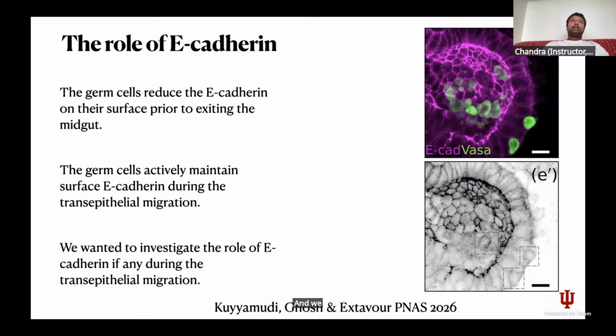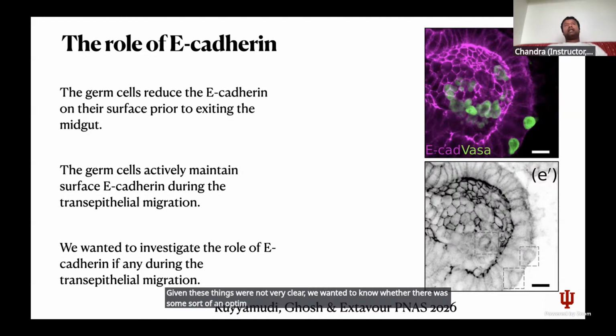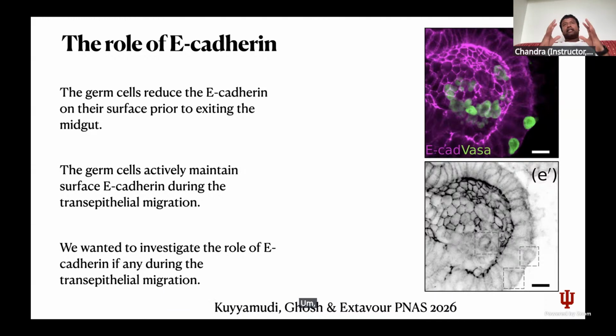And we wondered, does it play any role? Because there are also experiments where when this was perturbed, things were either delayed, or when there was too much of it, they failed to basically exit. So given these things were not very clear, we wanted to know whether there was some sort of an optimal E-cadherin level on the surface of the cells that allows them to separate from each other, but also aids them to exit the midgut, which is an epithelial barrier.